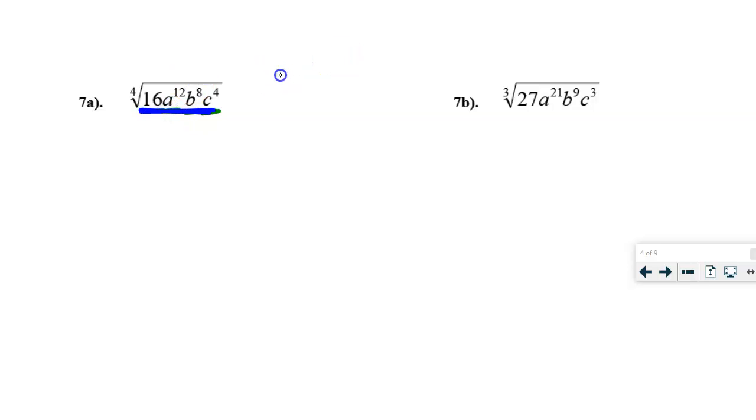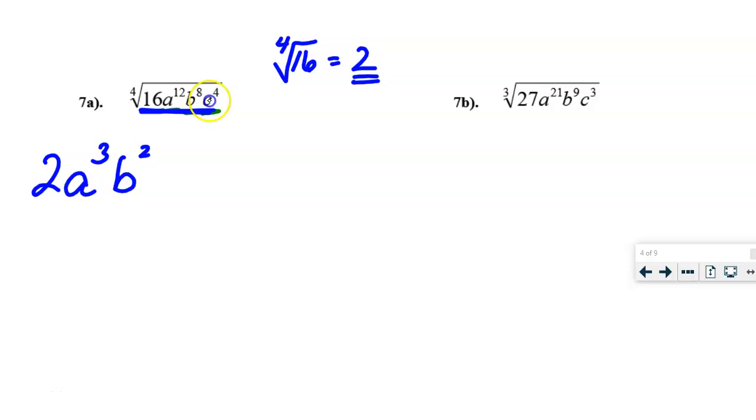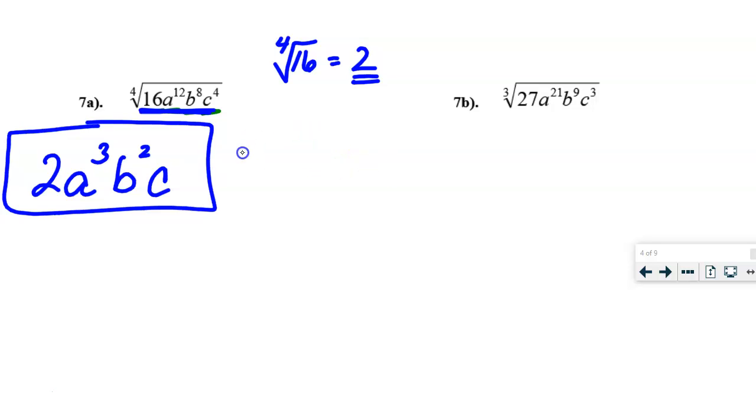The 4th root of 16, which you can do on your calculator, or you can look at your chart, that's equal to a 2. So make sure you're not telling me 4. A lot of kids think it's square root. It's 4th root. So this is a 2. And then 12 divided by 4 is a to the 3rd, and then 8 divided by 4 is b to the second, and then 4 divided by 4 is c to the first, or just c. So there is nothing left in the radical.